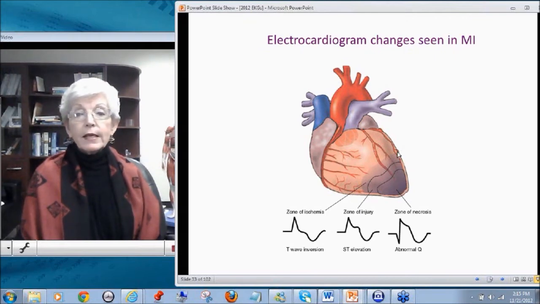But what do we look for? The earliest sign that we're looking for, ischemia, is T-wave inversion. Remember, this is the isoelectric line. But look, the T-wave is inverted. As we get to the area of injury, now we get ST segment elevation. It didn't come back to baseline. Now I've got ST segment elevation and an inverted T-wave. And here, with the zone of necrosis, I now have an abnormal deep wide Q along with my ST segment elevation and my inverted T.